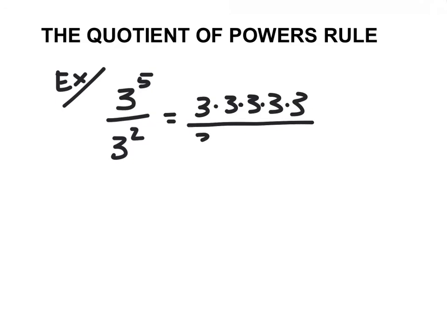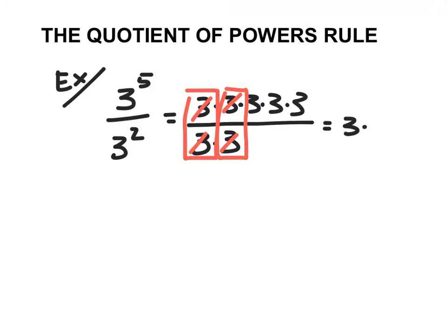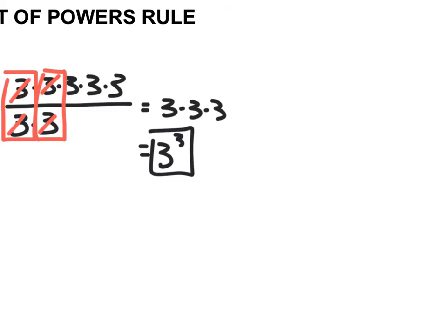3 squared on the bottom is 3 times 3. Now what I want to look at is I've got 3 divided by 3 and 3 divided by 3. When I do 3 divided by 3, that divides out to 1. So these are going to divide out to 1, and what I'm simply left with is 3 times 3 times 3, which is going to give me 3 cubed. So 3 to the 5th divided by 3 squared is going to give me 3 cubed.